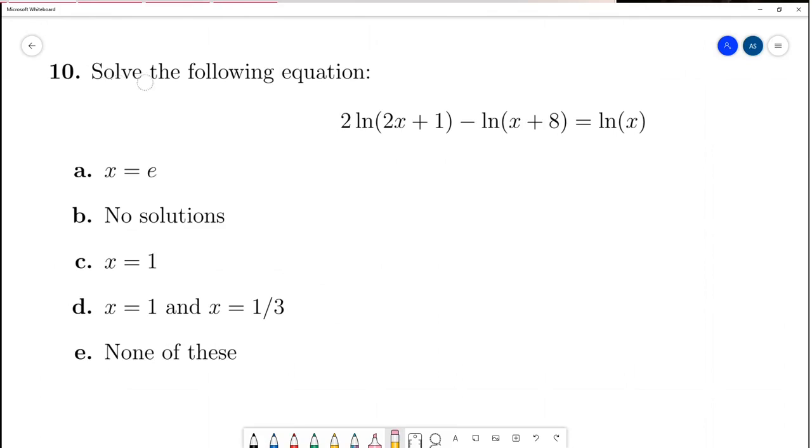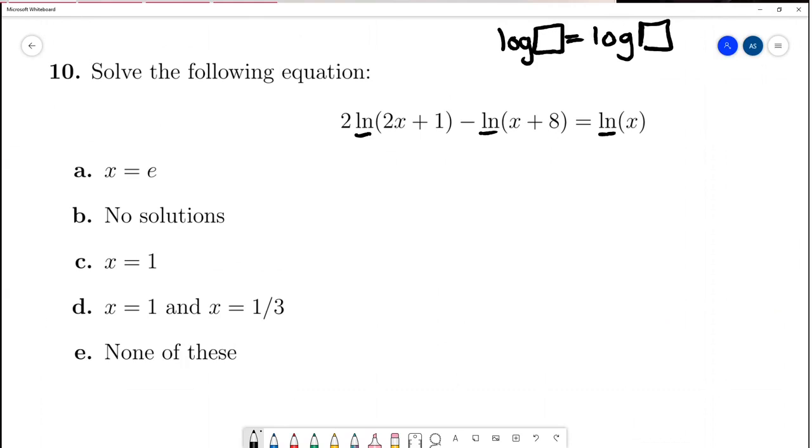In this question, I want to solve the following equation. 2 natural log of (2x plus 1) minus natural log of (x plus 8) equals natural log of x. So this is a logarithmic equation, and I notice that I have logs on both sides. When you have a log equals a log, what's inside the log must be equal to each other, as long as the base of the log is the same. All of these are natural logs, so they're base e. So that's the strategy that I'm going for.